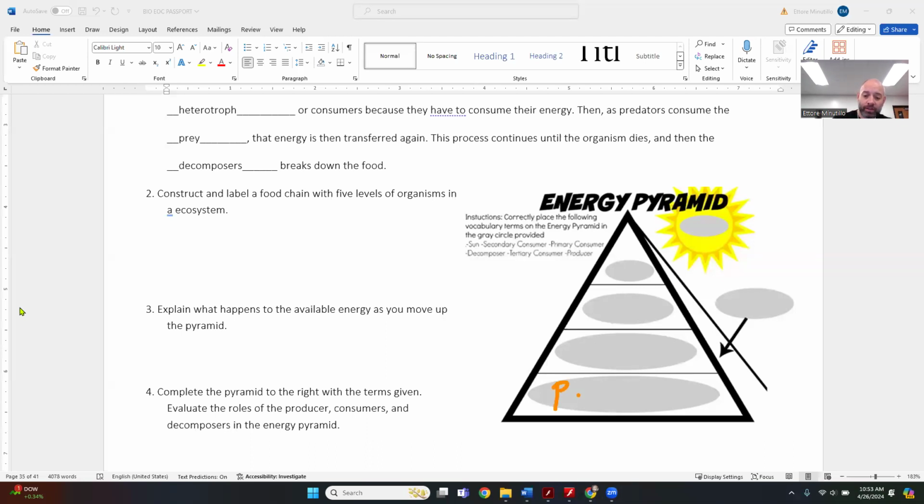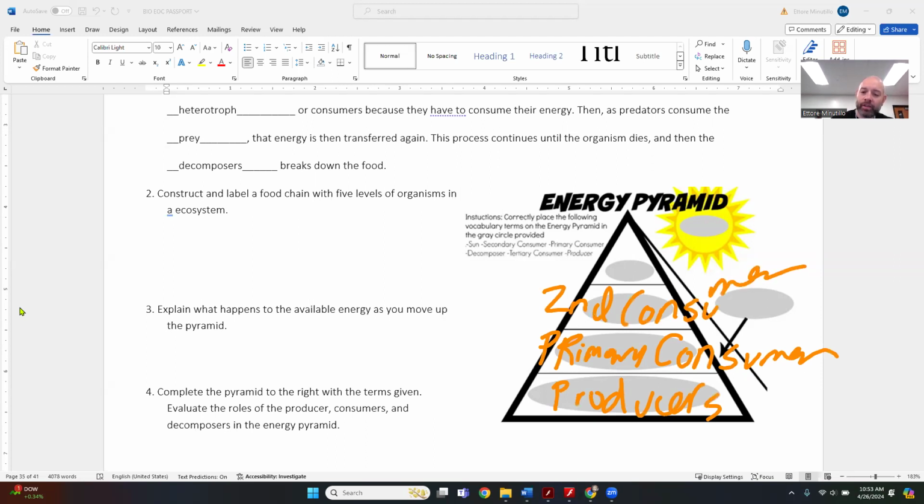We have our producers. We have our primary consumer. Primary means first. Then we have our secondary consumer, and our third level or tertiary consumer. So if we looked at this, we would see the energy from the sun shining down onto our producers.